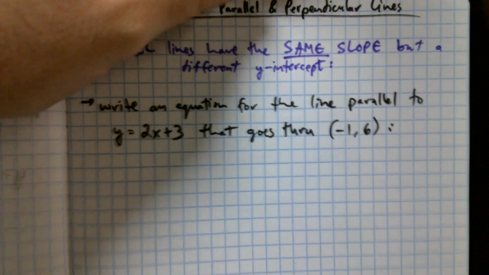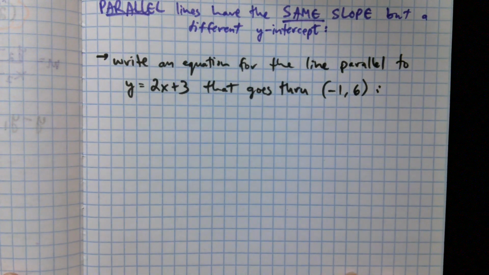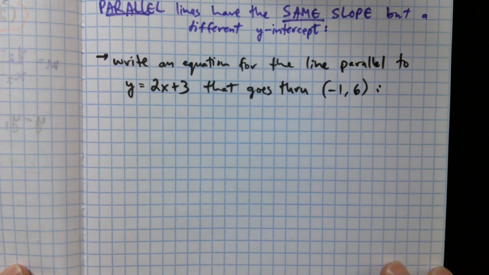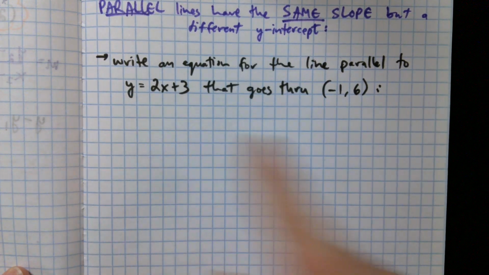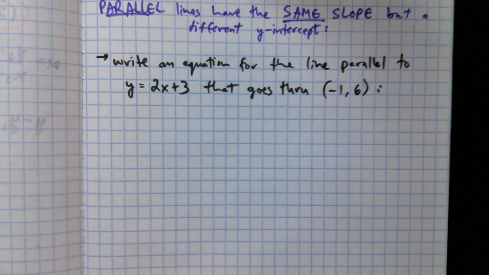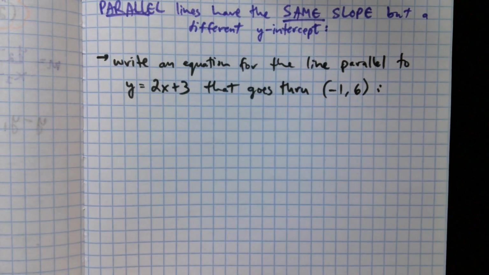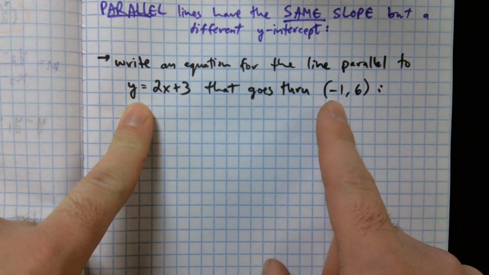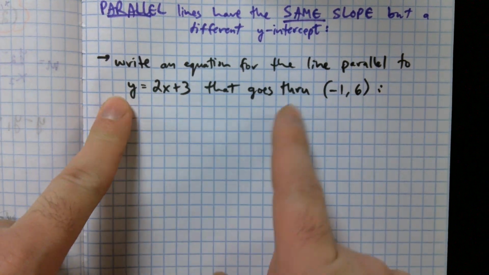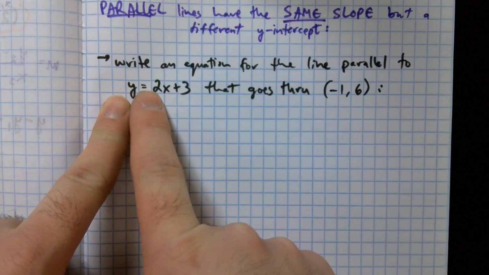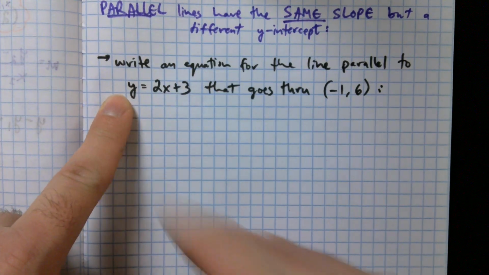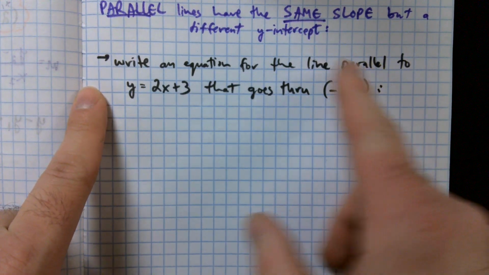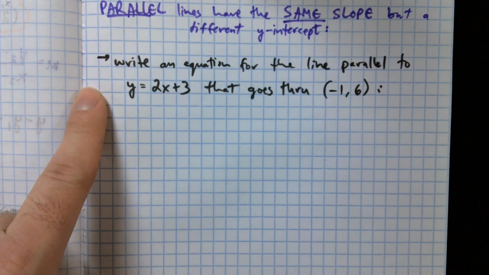So, knowing that, we're going to write an equation for a line that is parallel to y equals 2x plus 3, but a line that goes through the point (-1, 6). Obviously, this line does not go through this point, because if I plug 6 in for y and -1 for x, I would get -2 plus 3, which would give me positive 1. Right? So this line does not go through this point. I'm going to write the equation for the line that does. Okay?